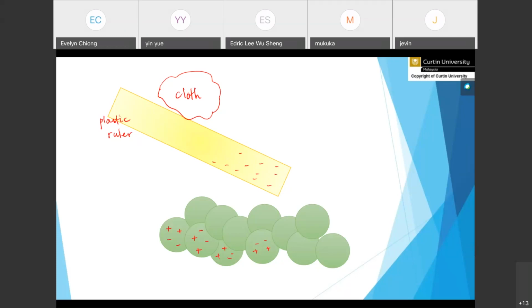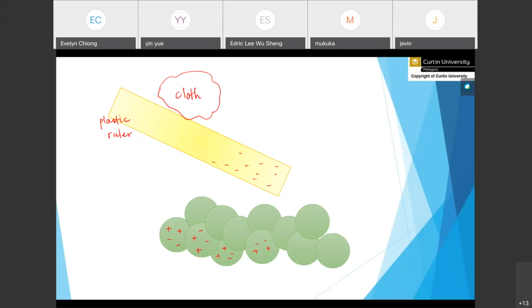Just now we said the particle is neutral, so it has positive and negative charges. If I rub the plastic ruler, it becomes negatively charged. So this negative charge is going to attract positive or negative charge from the particles. What do you think? Is it going to attract the positive or the negative charge from the particles? Particles are the round ones.